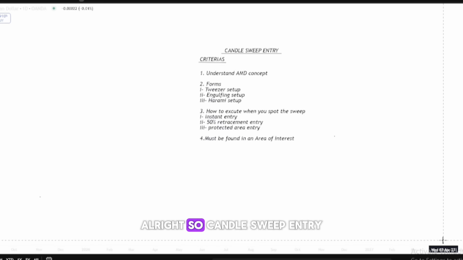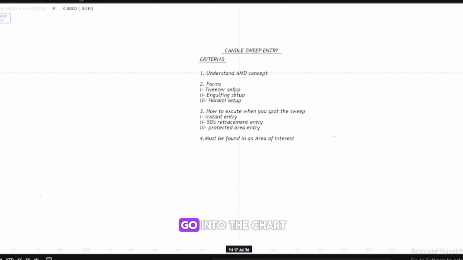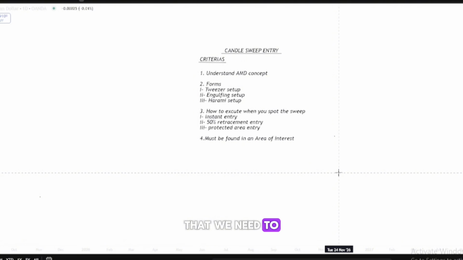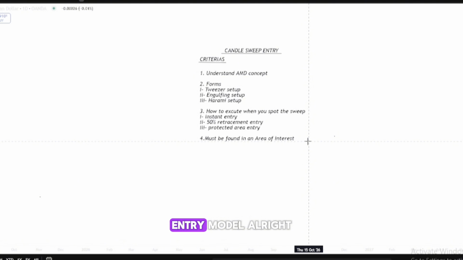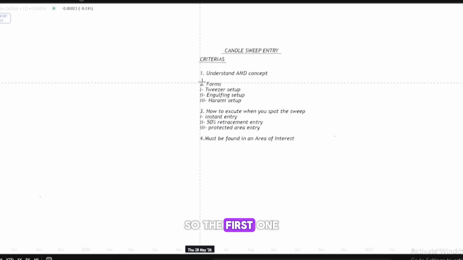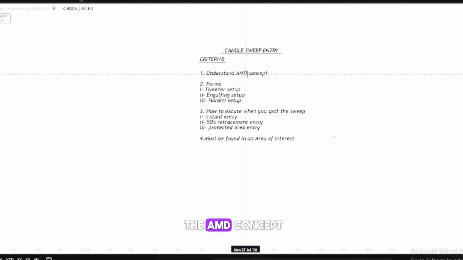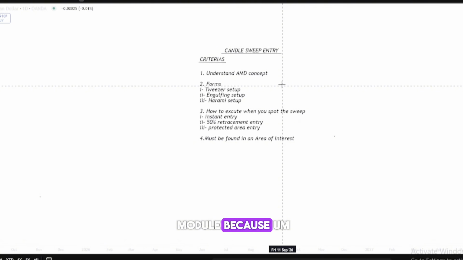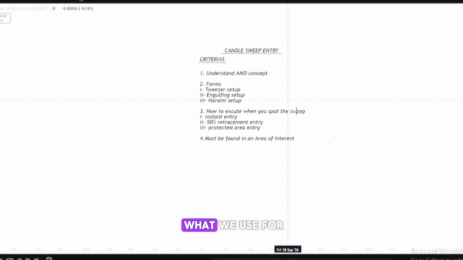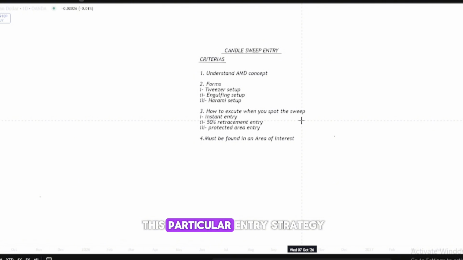All right, so candle sweep entry here. Before we go into the chart, we're going to look at some criteria that we need to understand before we start applying this entry model. Right, so the first one here is to understand the AMD concept. Now, this is a very integral part of this module because the AMD concept is what we use for this particular entry strategy. Although this particular entry strategy is a candlestick based strategy, right?